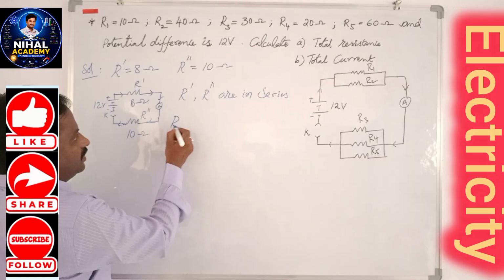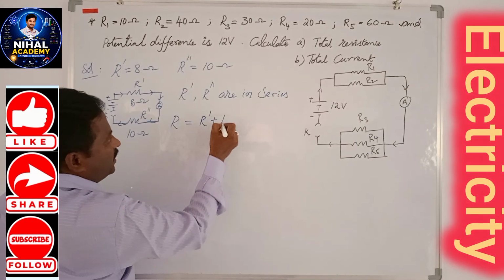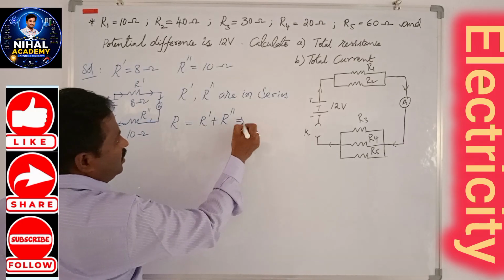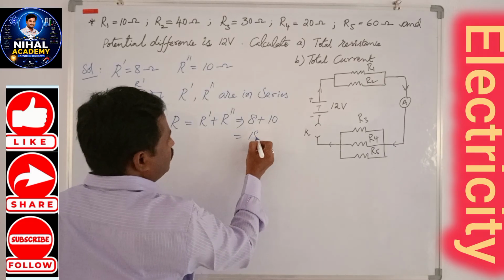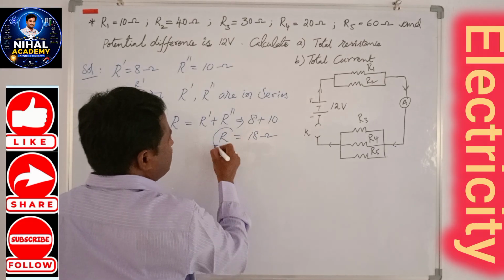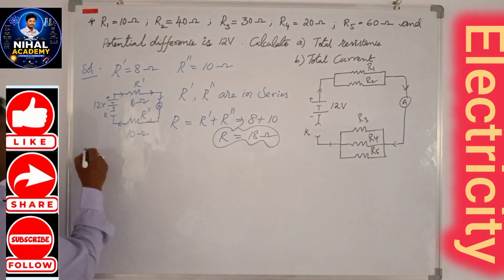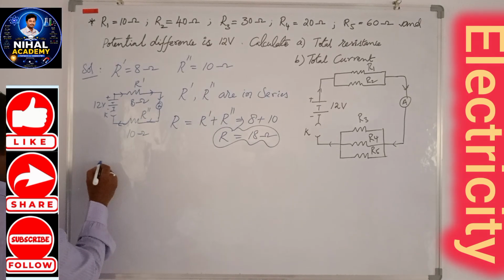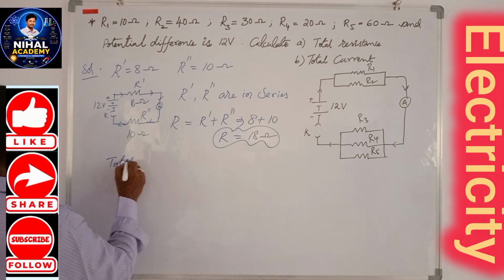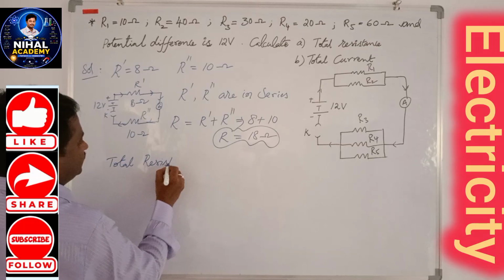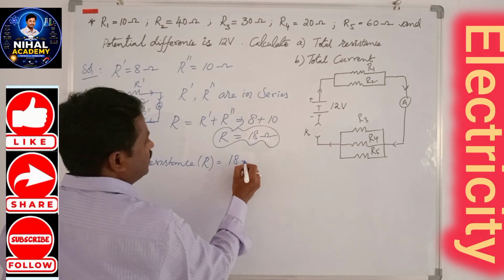So the resultant formula for the series connection: R is equal to R dash plus R double dash. Now R dash value 8, R double dash value 10. So this is equal to 18 ohm. So R is equal to 18 ohm, the total resistance. Therefore the first problem is solved here. So what is the answer of the first one? The total resistance R is equal to 18 ohm.